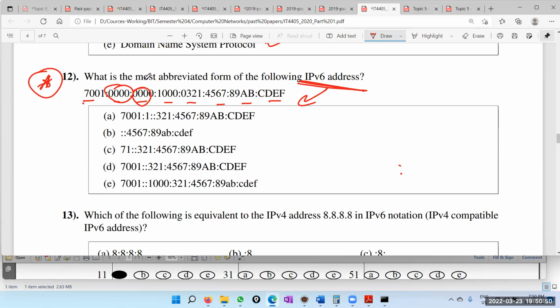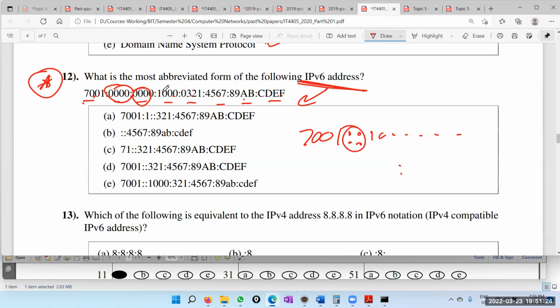We just take, say, 7001 colon, then you write the rest of the stuff, right? So then how do you know how many sets there are? Because we know that altogether there are 8: 1, 2, 3, 4, 5, 6, 7, 8. Then we have 1, 2, 3, 4, 5, 6, so we know that this colon represents 2 sets of 0000 and another 0000.